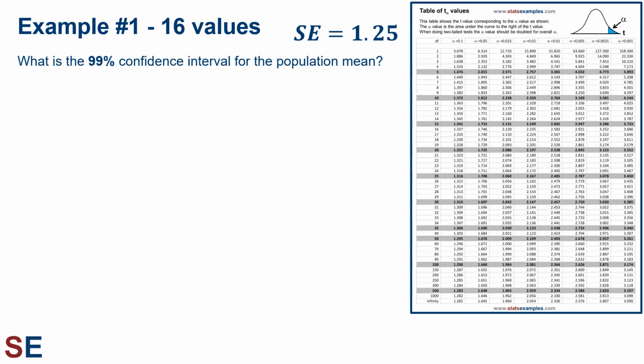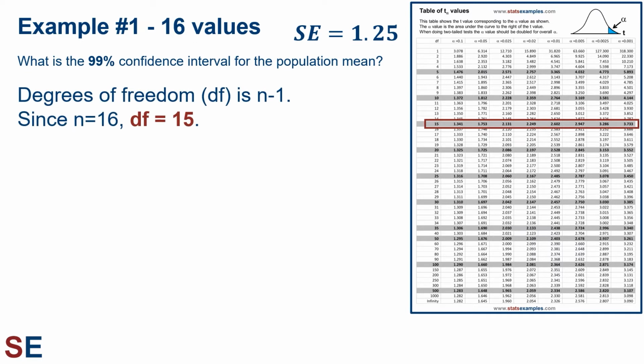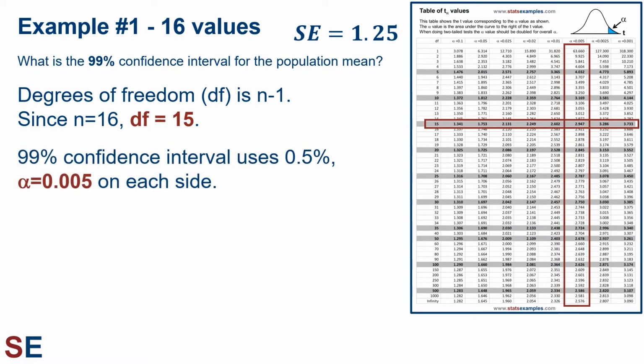Again, we're going to use our standard error of 1.25 and multiply it by the appropriate t-value from our t-table. Just as before, the degrees of freedom value is the sample size minus 1, which is 16 minus 1 equals 15. We'll use the row that corresponds to degrees of freedom 15. Next, we need our alpha value. A 99% confidence interval uses a 0.5% alpha value on each side, so in the table we'll be using the column for alpha equals 0.005.